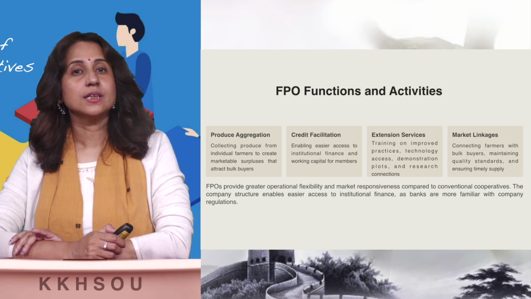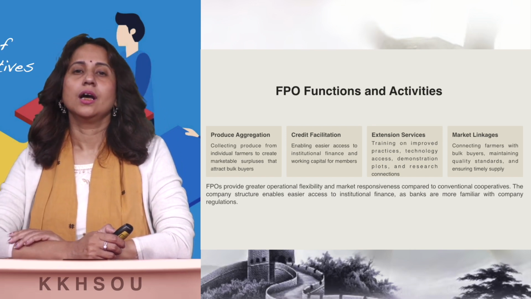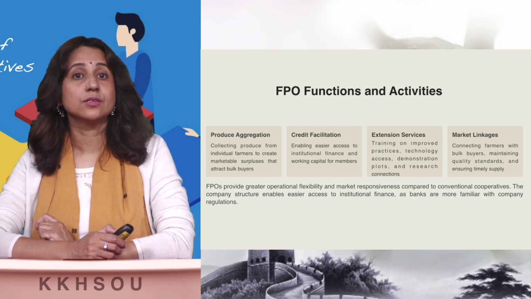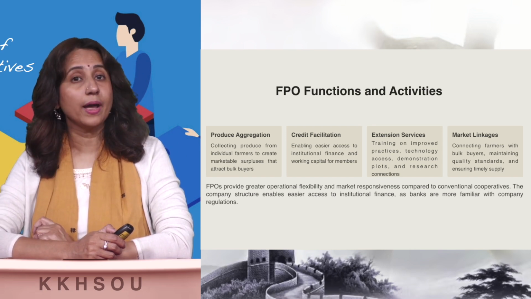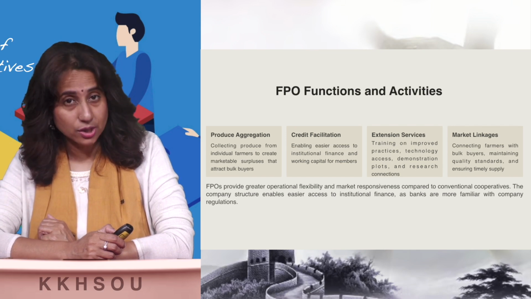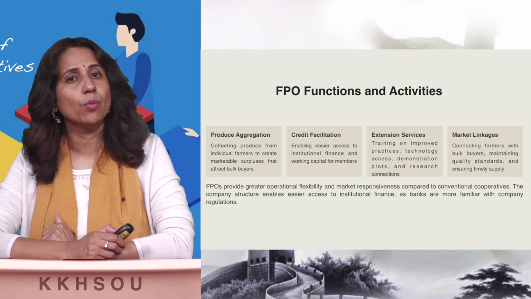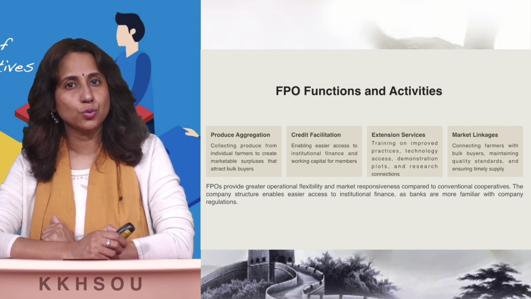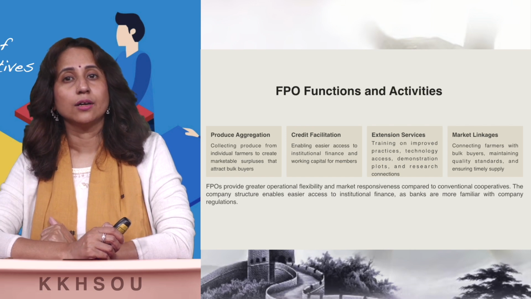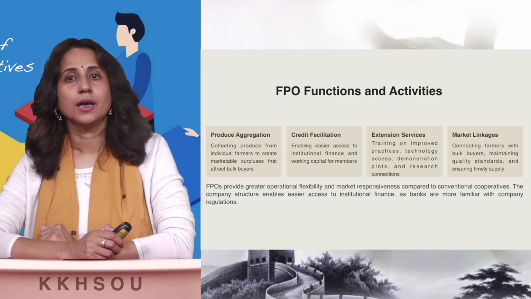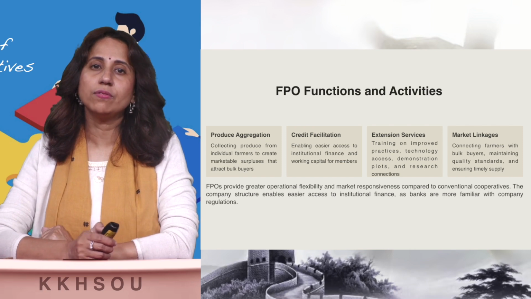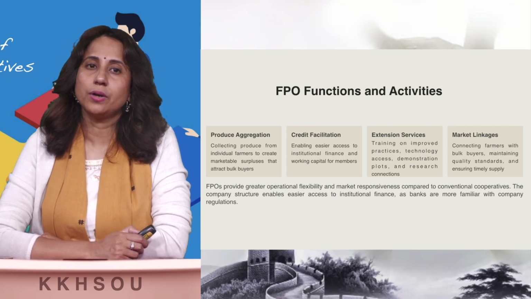And credit facilitation is another important function. FPOs help members access institutional credit by acting as a facilitating agent, providing documentation support, and sometimes by directly borrowing from the financial institutions and on-lending to the members. And some FPOs maintain revolving funds for providing short-term credits.